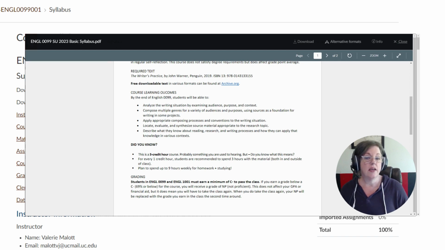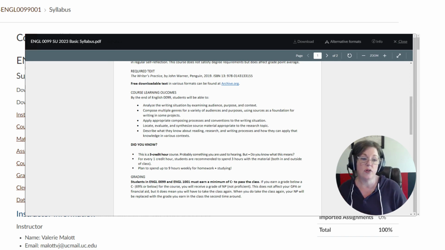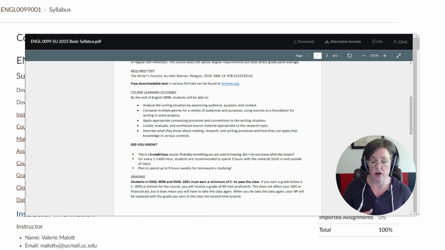The next, compose multiple genres for a variety of audiences and purposes using sources as a foundation for writing in some projects. Apply appropriate composing processes and conventions to the writing situation. Locate, evaluate, and synthesize source material appropriate to the research topic. And describe what you know about reading, research, and writing processes and how you can apply that knowledge in various contexts. So I use what is called backward design.